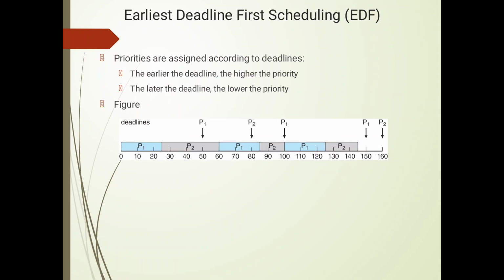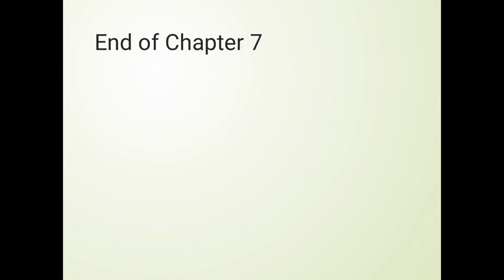The earliest deadline first scheduling. Priorities are assigned according to deadlines. The earlier the deadline, the higher the priority. The later the deadline, the lower the priority.